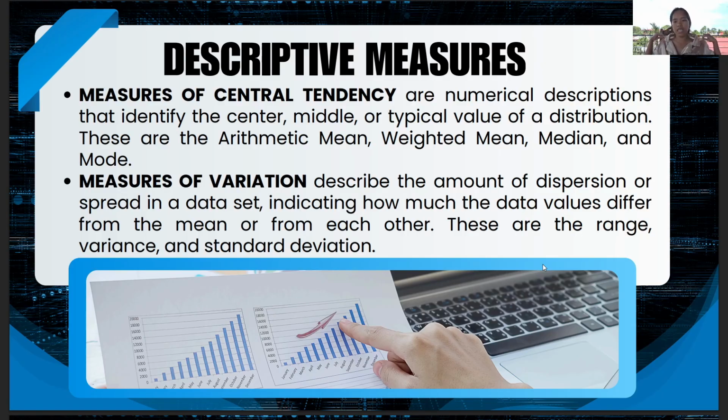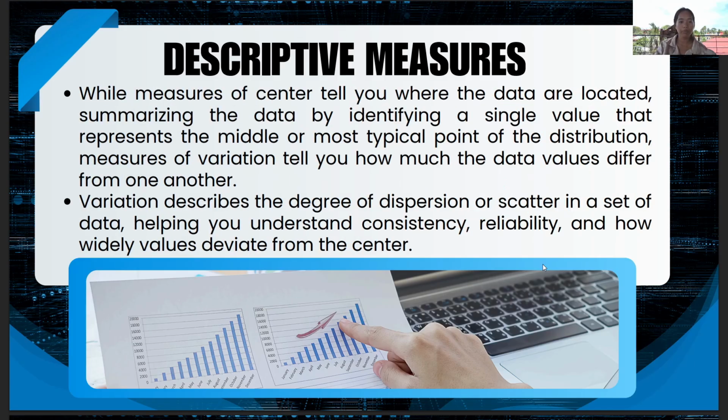Measures of central tendency are numerical descriptions that identify the center, middle, or typical value of a distribution. These are the arithmetic mean, weighted mean, median, and mode. Measures of variation describe the amount of dispersion or spread in a data set, indicating how much the data values differ from the mean or from each other.